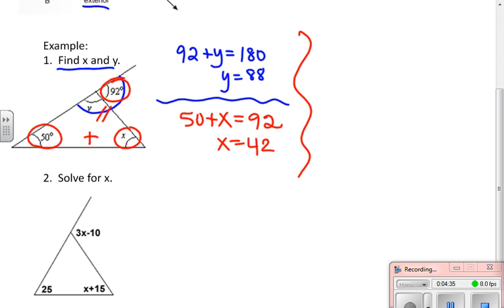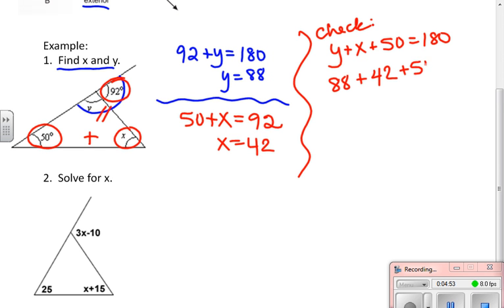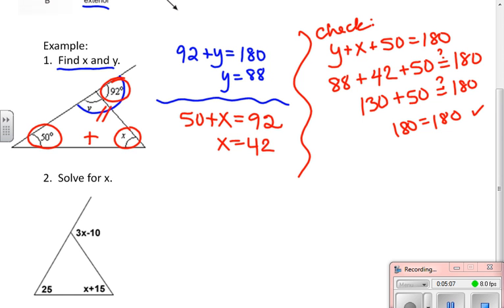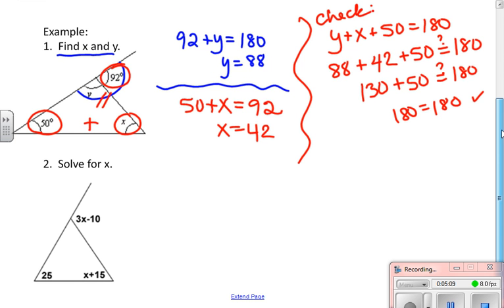Now what's really nice is you can check your work, because I know that y plus x plus 50 better equal 180, and I said y was 88, and I said x was 42, plus 50. Does that equal 180? And those two together make 130 plus 50. And I know 180 is equal to 180, so my problem checks, and I shouldn't ever get them wrong.